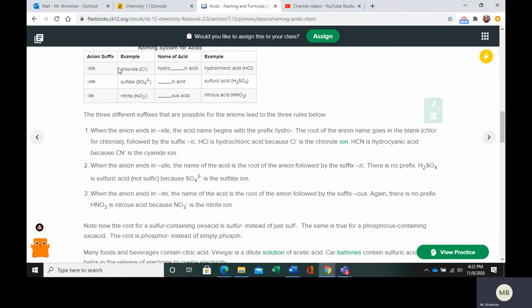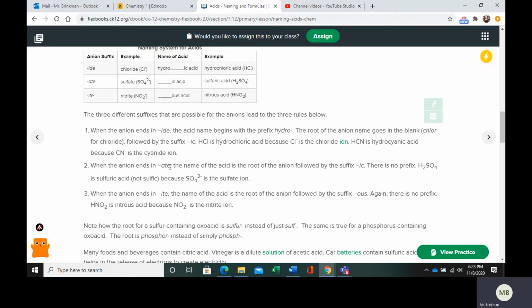So, for example, if you have hydrogen and chlorine, it's the chloride ion, so it has the "ide" suffix. So we have hydro, the prefix, and then we have chlor, the root, and then we have the "ic" suffix, and then we have the word acid. If it's HCN, it is hydrocyanic acid, because CN minus is going to be cyanide.